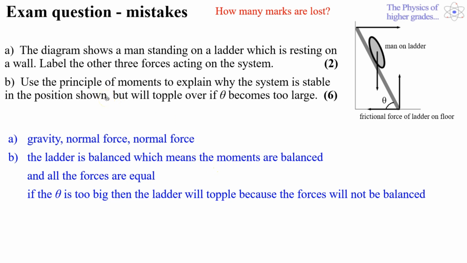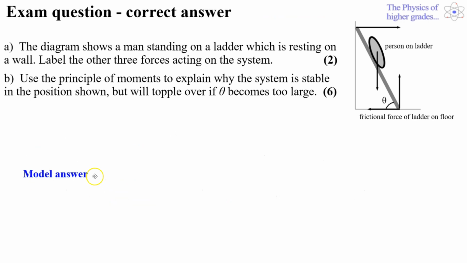They haven't stated the principle of moments, so this is a big clue here. It's all about moments. They haven't defined the frame of reference where the pivot is. They haven't talked about which moments, or what will happen specifically if theta becomes too large. So there's not enough structure. They haven't used the terminology correctly, it's not clear, and they haven't used the clues in the question. So let's have a look at a better answer. This will be the model answer.